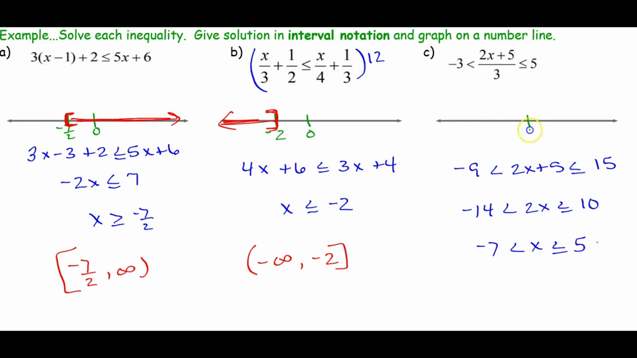So I'm going to put 0, negative 7, and 5 on my number line. And then we want everything in between negative 7 and 5. Don't include the negative 7, so parenthesis there, include the 5, so square bracket there. Writing that into interval notation, negative 7 to 5, parenthesis on the negative 7, square bracket on the 5.